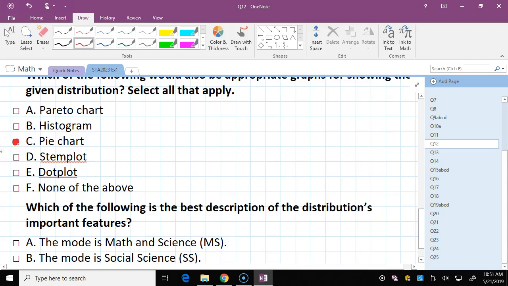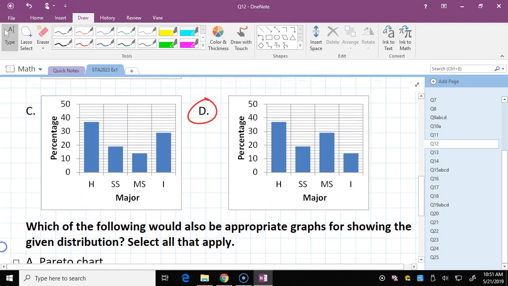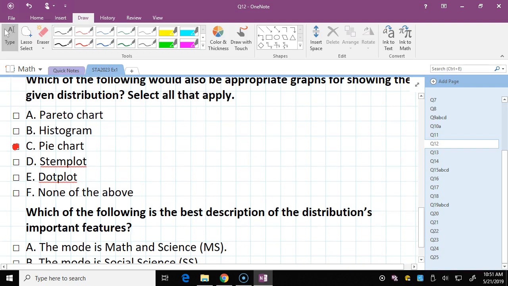The dot plot is not going to work on this one because the dot plot is more for numerical variables. What kind of variables do we have here? Categorical. Who else works for categorical? That's the big key on this one. Not a histogram. That's numerical. Say it again. Yeah, the Pareto chart.